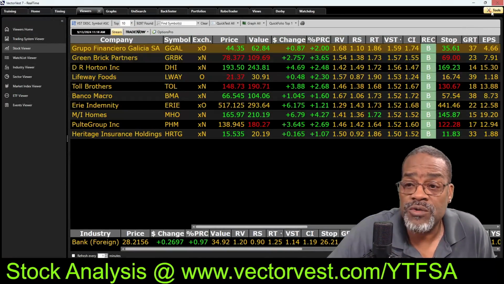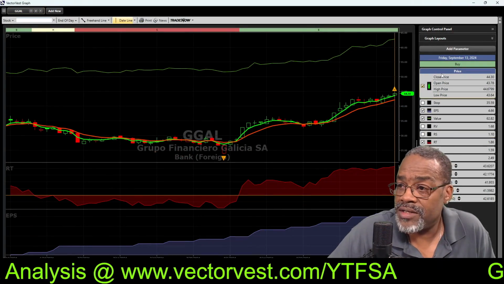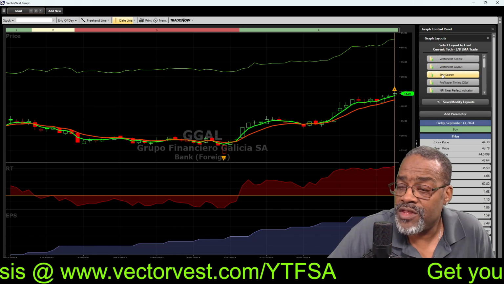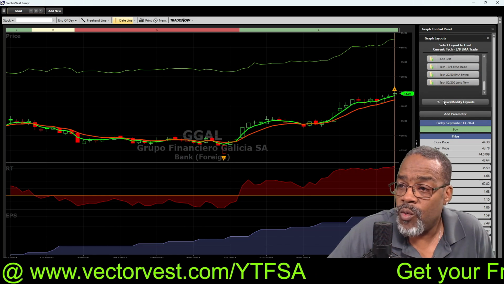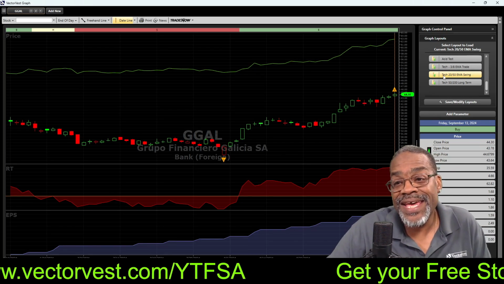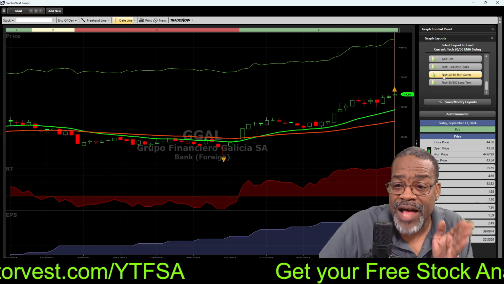All right, let's go look at another layout. Let's go back to graph. All right, and let's go all the way back up to the top. Let's go graph layout. For those people who are swing traders, why not look at a 20 and a 50 EMA? Both of them are slower moving averages that will keep you in the stock longer.